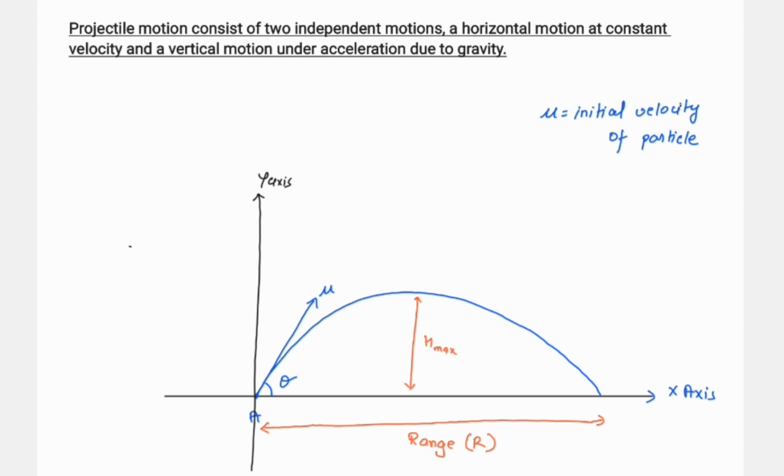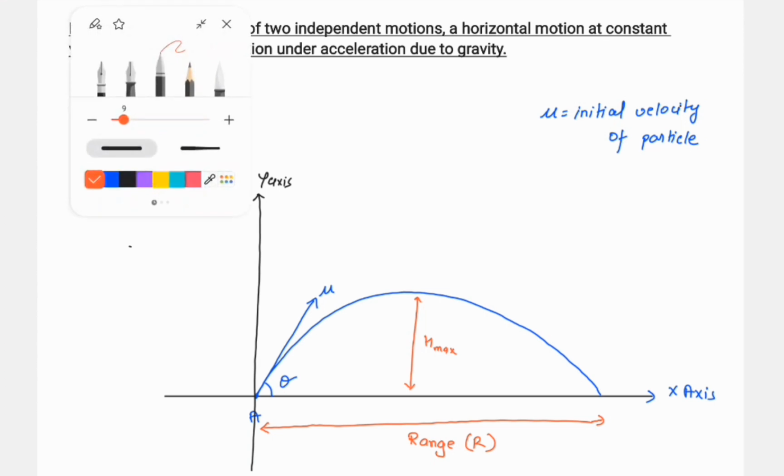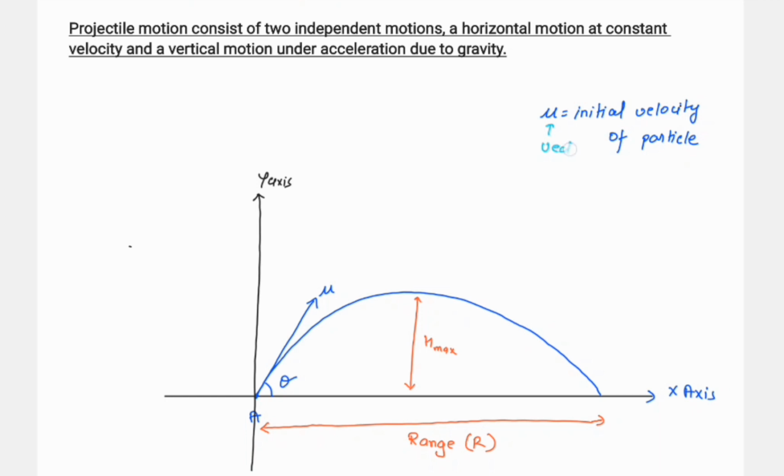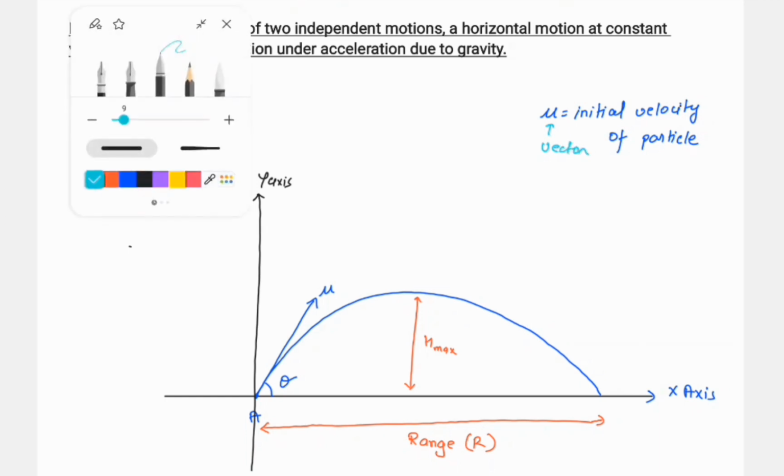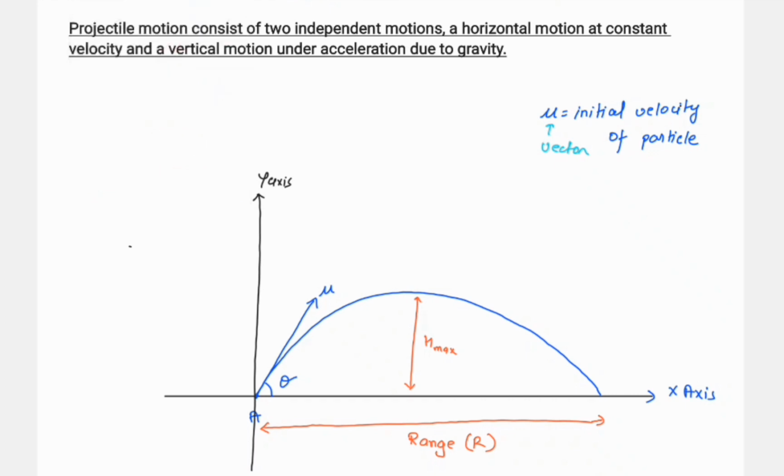Okay. Now, as we know, velocity is a vector quantity. So, for the velocity vector u, I am going to find its components. Here, it will have an x-axis component like this, and it will also have a y-axis component like this.